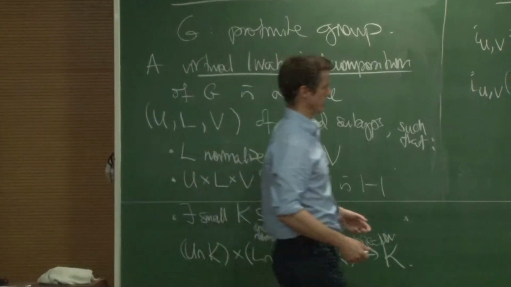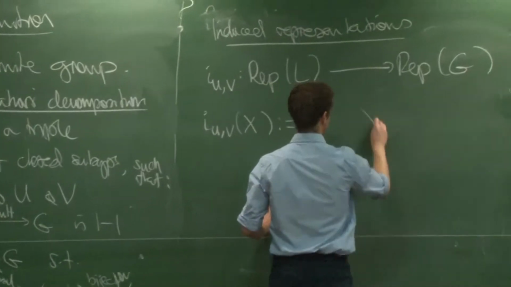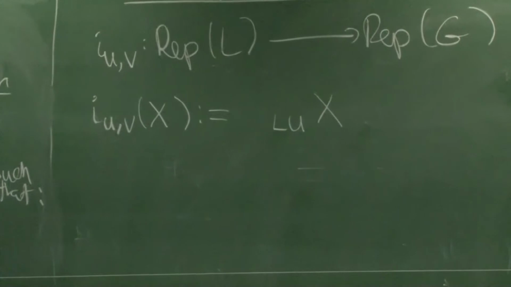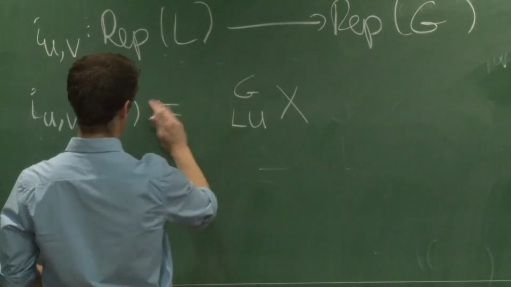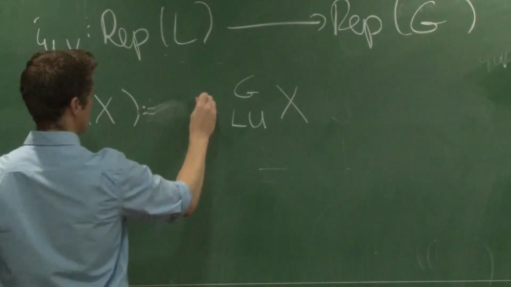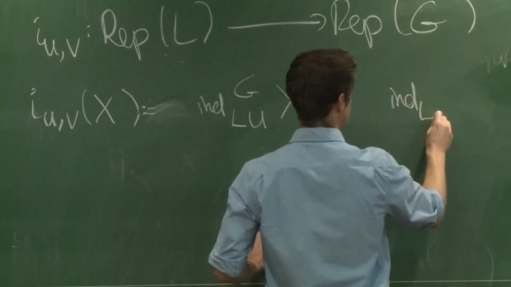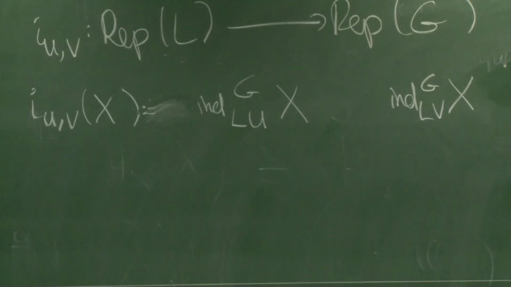So I can do what I told you at the beginning would be silly to do. I can just take the representation X of L, consider it as a representation of L times U, just by letting U act trivially, and then induce up to G. Okay, this is not the end of the definition, because I can do the same thing for V, and again get something that's not the right answer. This will also be infinite dimensional in general.